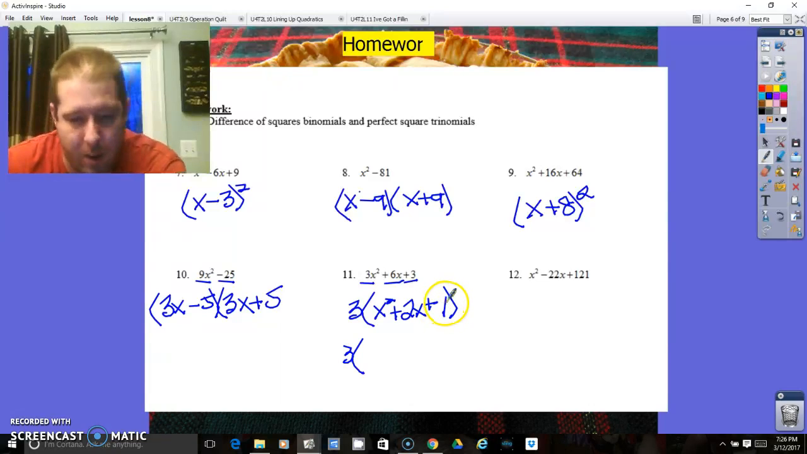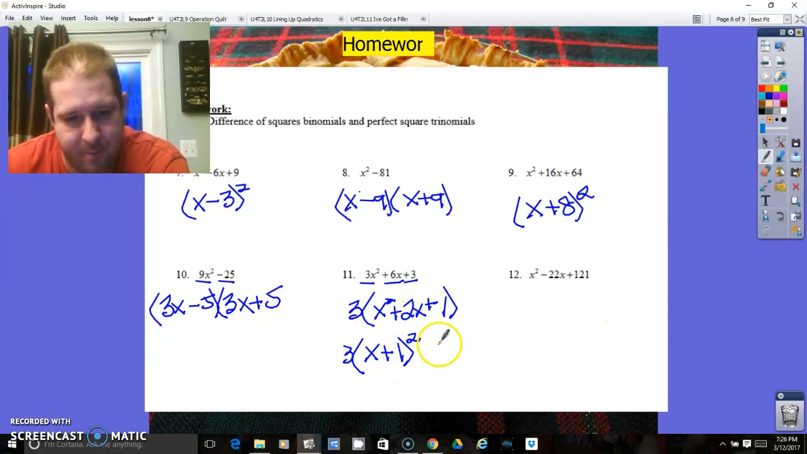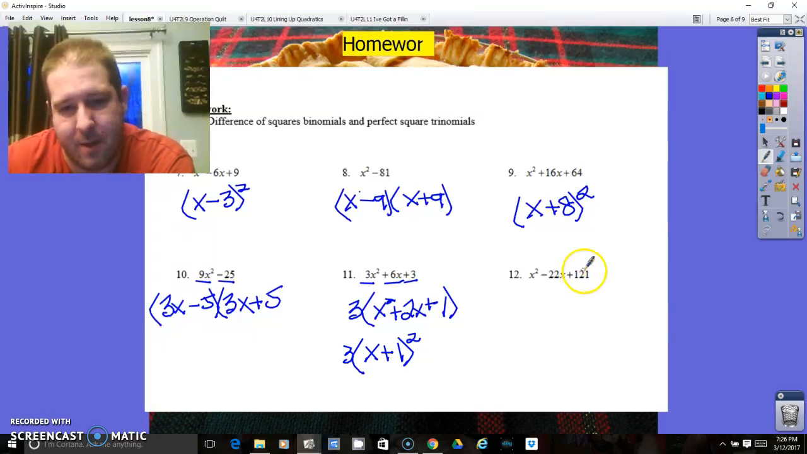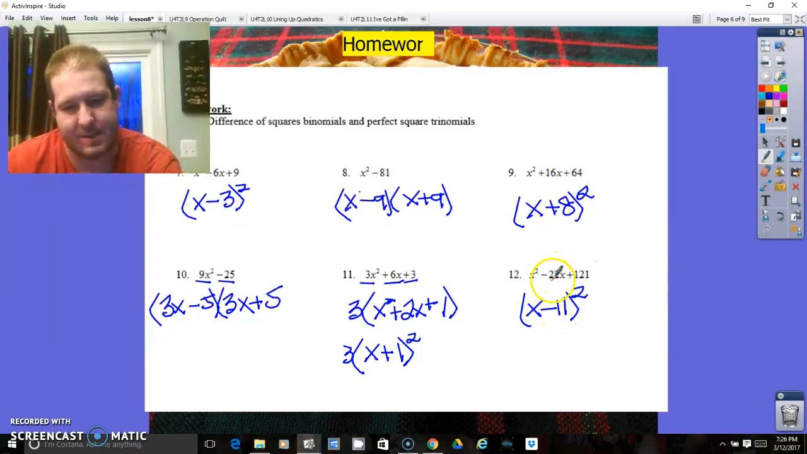What 2 numbers give me 1 when you multiply them, but also add up to 2? Well, that would be x plus 1. So that's a perfect square of x plus 1. Times itself plus itself. Perfect. There we go. All right, last one. We have no common factor here. We're looking for what 2 numbers give you 121, but also add up to negative 22. That's a perfect square of x minus 11. 11 times itself, 11 plus itself, and it's got to be minus because the b term was minus.